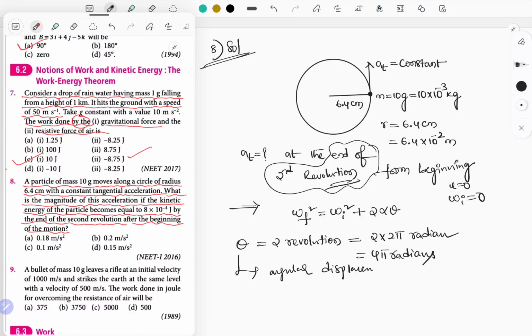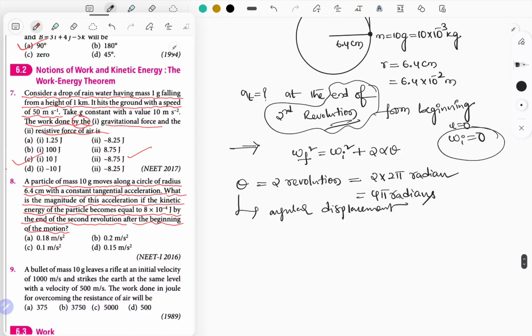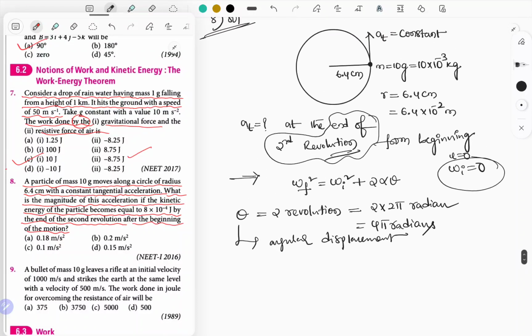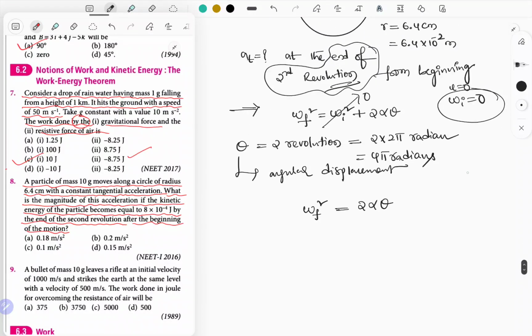Okay, so what about initial angular velocity? We know that initial angular velocity is 0 because it is starting from rest. From the beginning they said, that means it is at rest initially. So omega initial is 0. Then omega final square is equal to 2 alpha theta. So this is what I have.